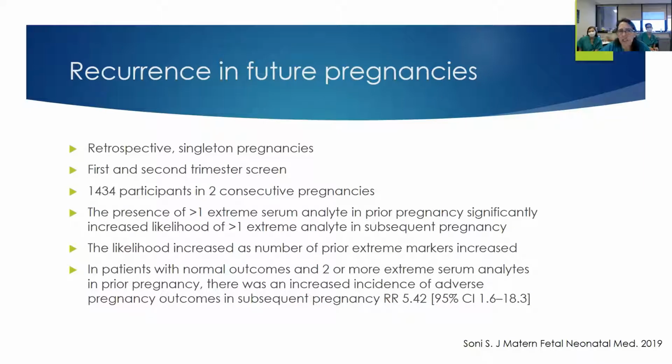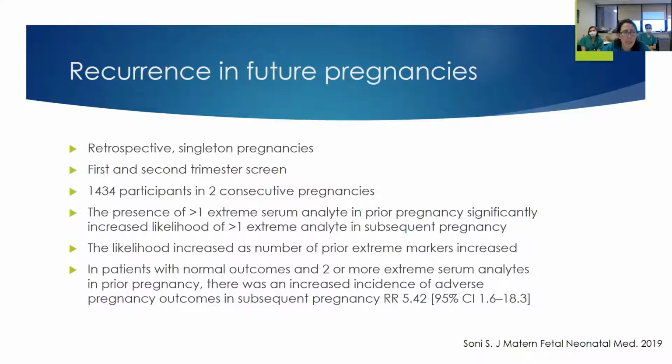So what is the recurrence in future pregnancies? There was a retrospective study with singleton pregnancies. They had first and second trimester screen. It included 1,400 participants that had two consecutive pregnancies. The conclusion was that the presence of more than one extreme serum analyte in a prior pregnancy significantly increased the likelihood of having one extreme analyte in the subsequent pregnancy, and the likelihood increased as the number of prior extreme markers increased.